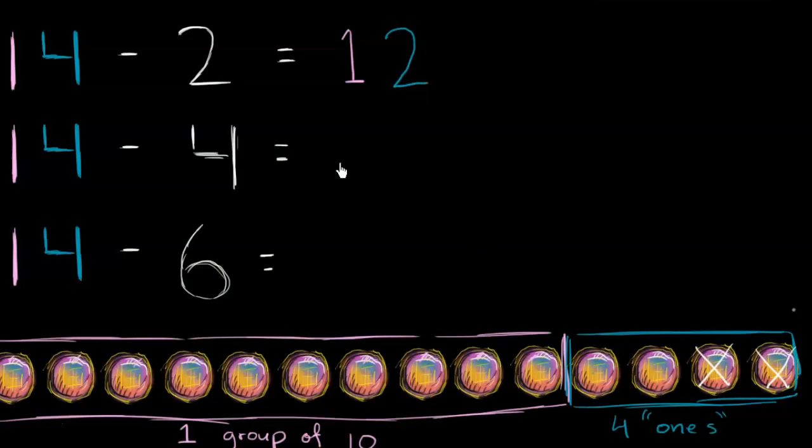Now what about 14 minus 4? So let me clear this out. So what is 14 minus 4 going to be? So now I'm going to take away 1, 2, 3, and 4. I've essentially taken away all 4 ones. So what am I left with? Well, I still have my one group of 10. And I have 0 ones left over. I have no ones anymore. And so 14 minus 4 is 10.